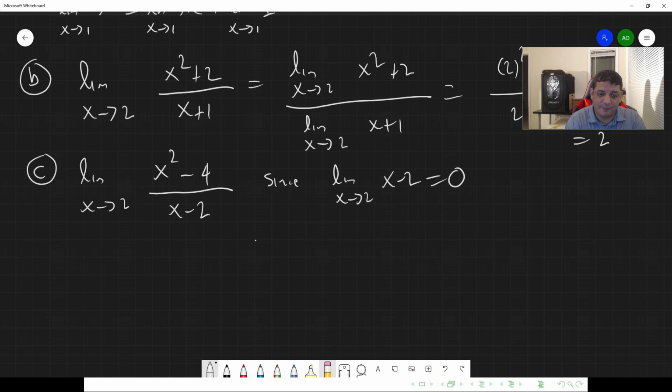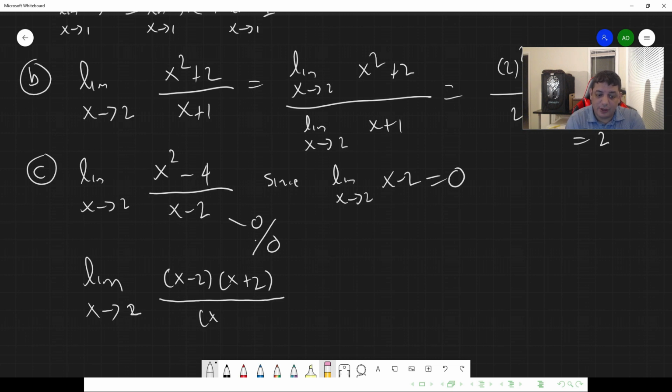So I have something that is called an indeterminate form, a 0 over 0 form. When you have this type of limit, which is a 0 over 0 form, it means that you need to do something else to find out what the limit is. Fortunately, what we're going to do here is something really simple. We're going to do a factoring. We're going to use difference of squares. So this x squared minus 4 can be factored as x minus 2 times x plus 2.